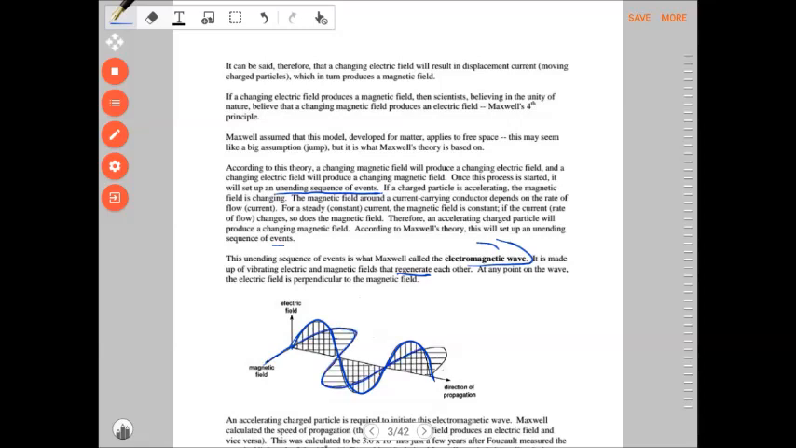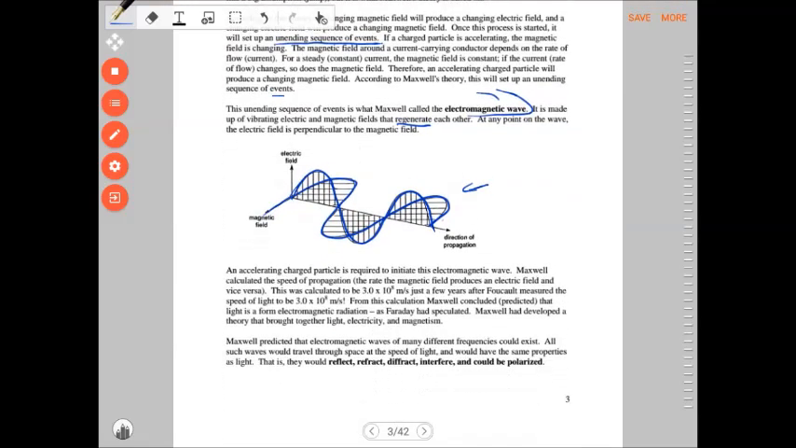So at the very end of this video, I stripped a video off of YouTube that shows the generation or the propagation of this wave very well. So just in case you can't make heads or tails of this picture, there's an animation coming at the end. Awesome. An accelerating charged particle is required to initiate this electromagnetic wave.